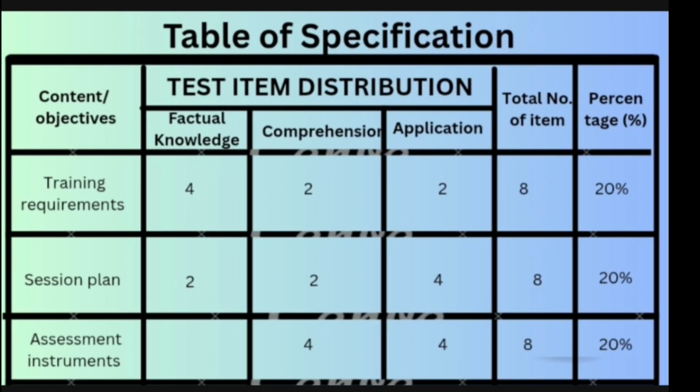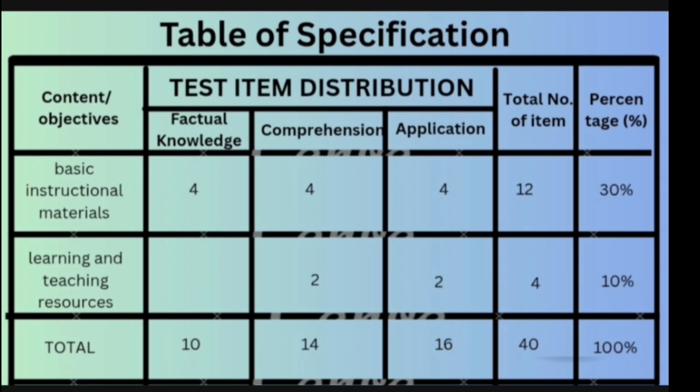Test item distribution. It contains content objectives, factual knowledge, comprehension, application, total number of items, and percentage. Now, for the purpose of validating the current competencies of the trainees or for identifying mastered contents, item placement may be identified in the table of specification for easier analysis. At this point, you also have to decide how many questions are needed to measure learning, what type of questions will be asked, and whether a written assessment is sufficient to measure the competency.